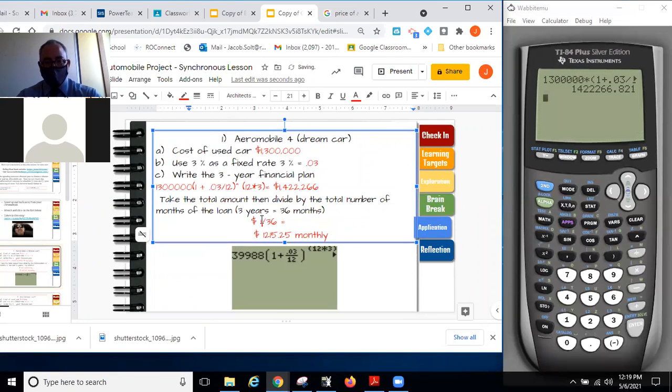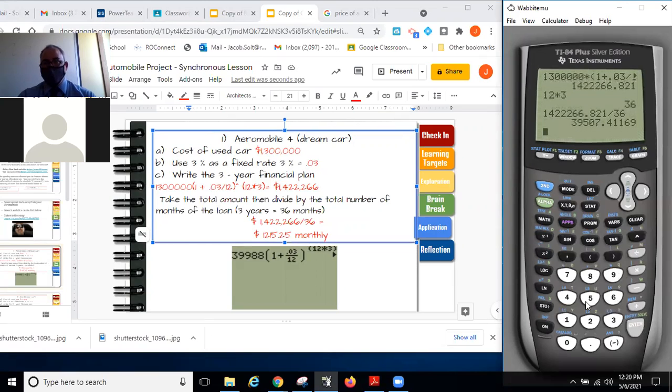Great. So now I put my number here, 1,422,266. I put that in there. I divide this by 36. Why? Because there are 12 months in a year, right? And if we're doing this over 3 years, 12 times 3 is 36. That's why I'm dividing this thing by 36. I'm going back up to my 1.4 million, dividing that by 36. And now I have a monthly payment.